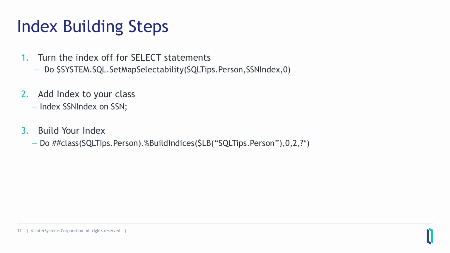The third one here, the 2, is locking. 2 locks row by row. So it will lock a row, build the index for it, and then unlock it. And the last one is journaling, and I'm going to talk about that in a sec.